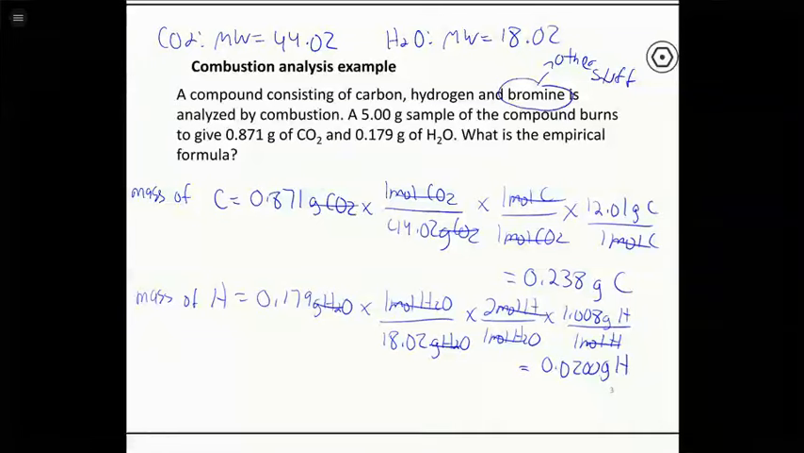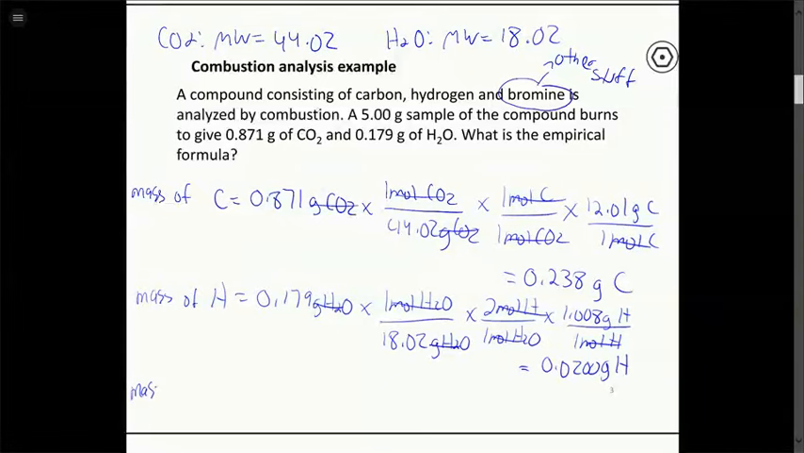All right, so that's how much carbon was in our sample. That's how much hydrogen was in our sample. We used the carbon dioxide and the water. And now for everything else, we started with 5 grams that we burned. Everything else is going to be bromine. So all of the carbon goes into carbon dioxide. All of the hydrogen goes into water. Whatever's left is going to be the other stuff, which in this case is bromine. So if we want the mass of bromine, we know that we started with 5.00 grams of compound.